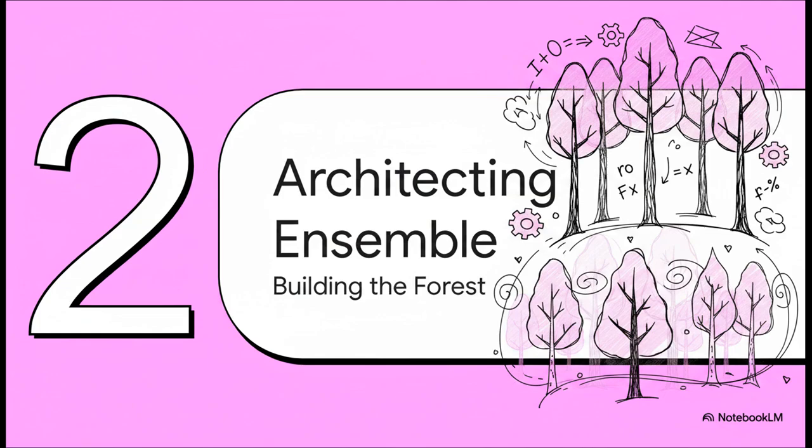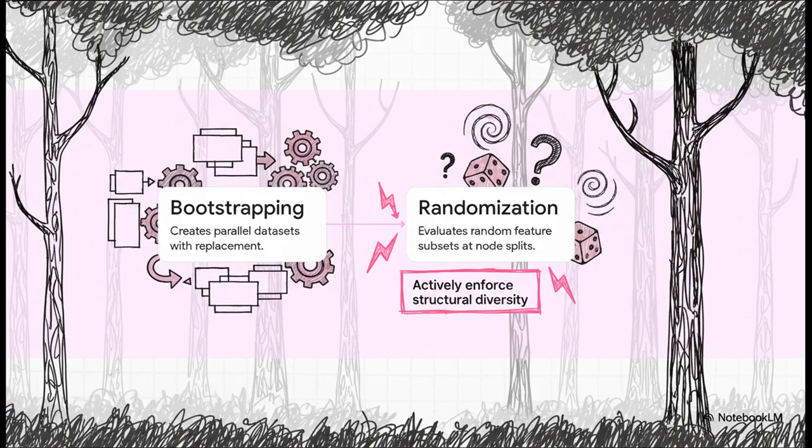Now, that all makes perfect sense in theory, right? But it immediately raises a huge question. How do we mathematically guarantee our committee of experts doesn't just make the exact same mistakes? The algorithm solves this beautifully. It uses 2 crucial mechanical steps to actively force structural diversity across all the trees in the forest. These 2 pillars are bootstrapping and feature randomization.